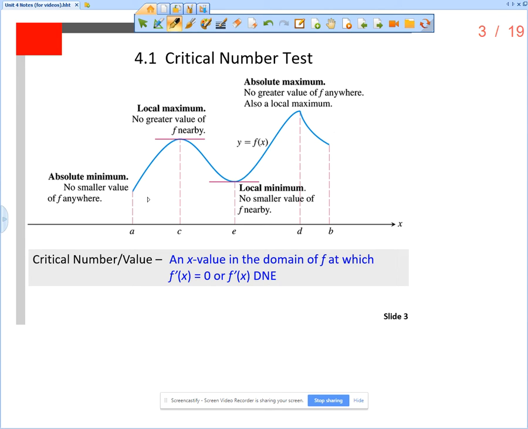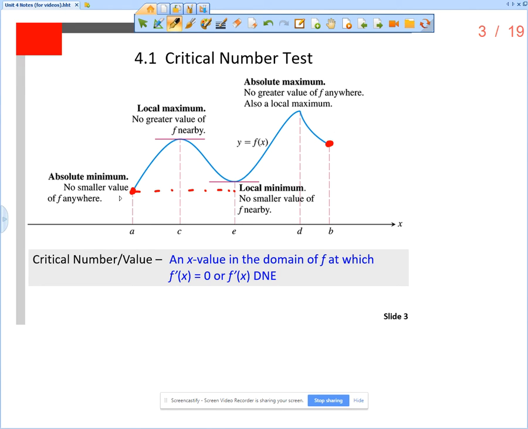So we've got this graph here. Now A is an endpoint, B over here is an endpoint. C is right here, E, D. Now looking at the left, A is the absolute minimum. Why? Because there is no smaller value of y anywhere. Notice this y value is lower than this y value over here. So this is the absolute minimum.